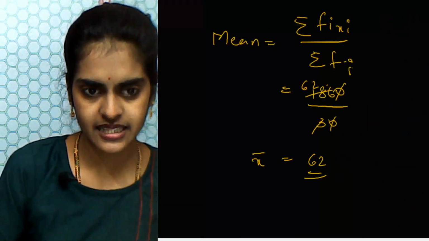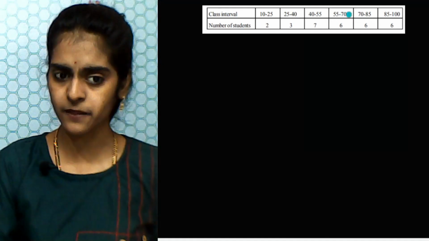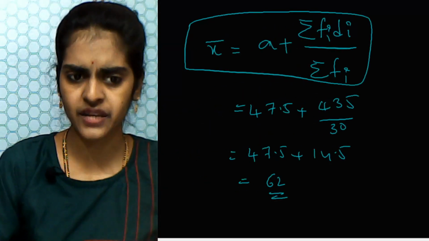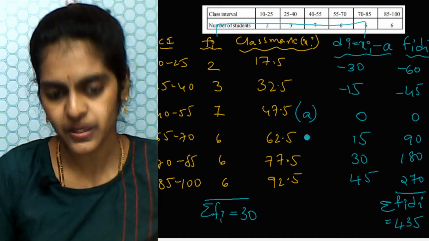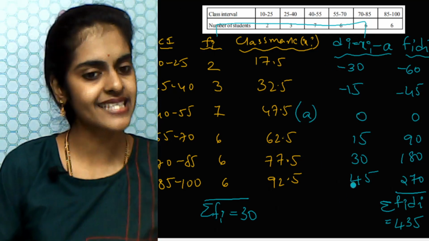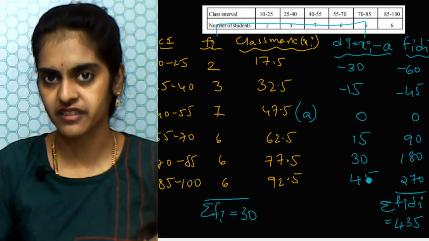So now let us understand it with a problem. Here in step deviation, we are using the same problem. As I told you, all these steps are the same, but after calculating di, you can see there is a common factor. As I explained just now, 15 is the common factor. You can divide all the numbers by 15.